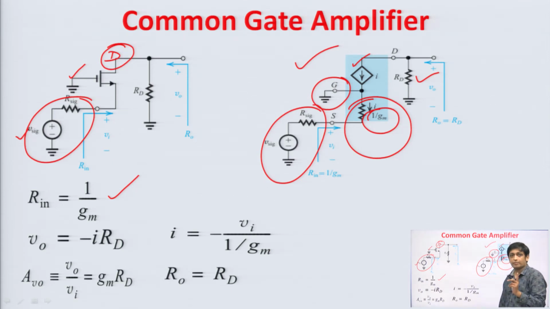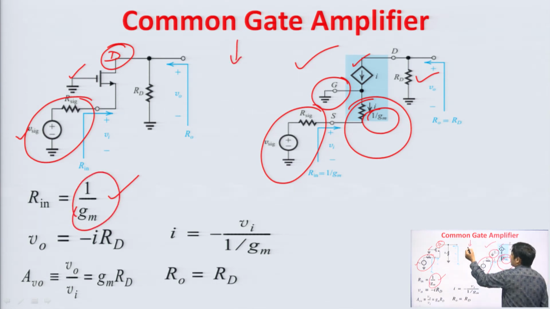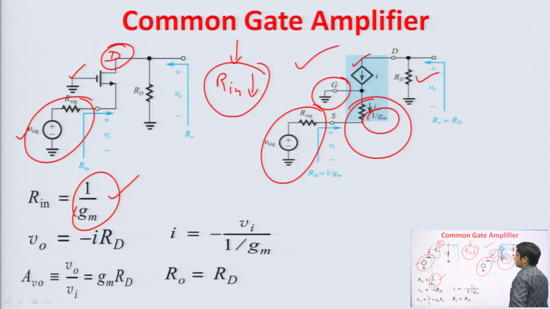See, in case of common source amplifier, the input resistance is infinite because we are applying the input at the gate. So, we get more input resistance. Input resistance is infinite in the ideal case. Practically it is in the mega ohm range, but it is very high. But in case of common gate, the input resistance is only 1 by G m. That is the problem with the common gate amplifier. The input resistance is less.